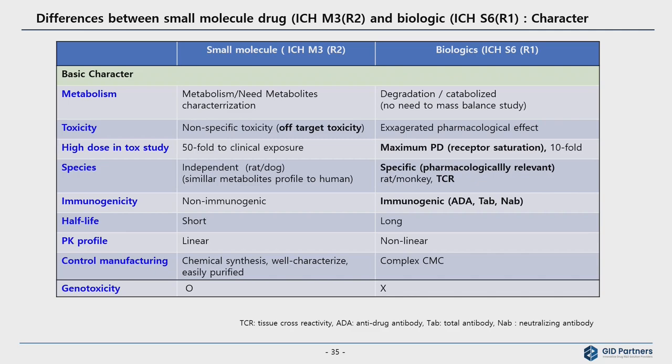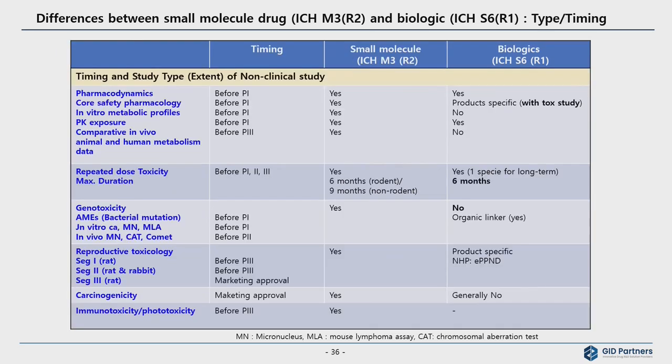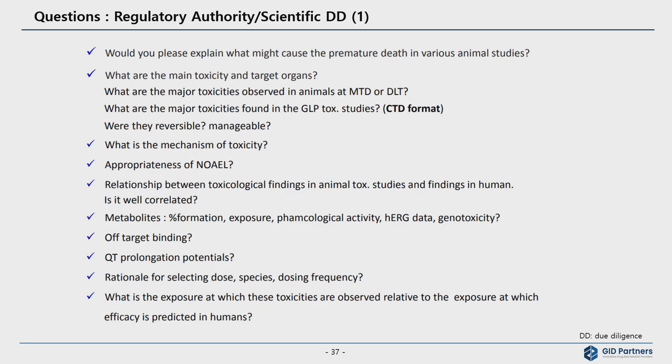And for the species, in the biologics, they have to use pharmacologically relevant animals, so monkeys are used. And for the small molecules, they would utilize rats and dogs. For CMC, for the biologics, it's quite simple. And for the genotoxicity of biologics, that sort of study is not needed. But for the small molecules, it is needed. And this is about when the safety studies have to be done as part of the non-clinical study. Most of them have to be done before phase 3.